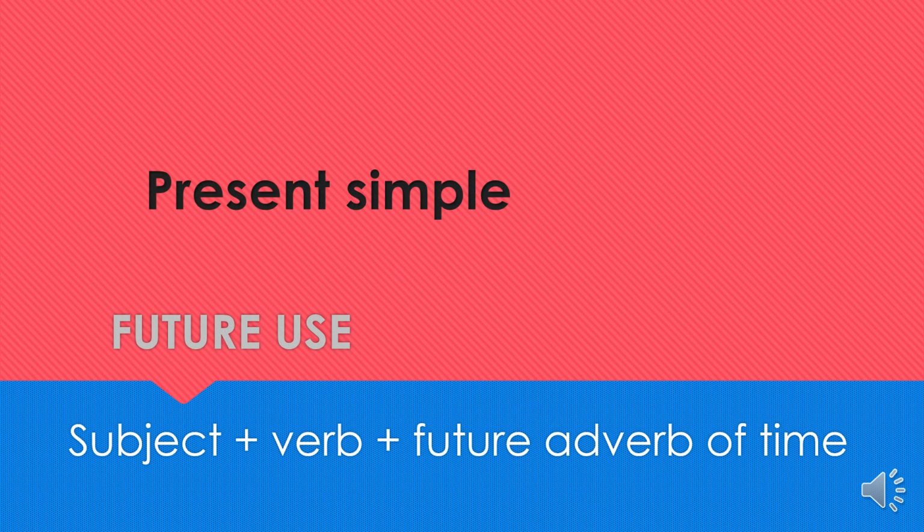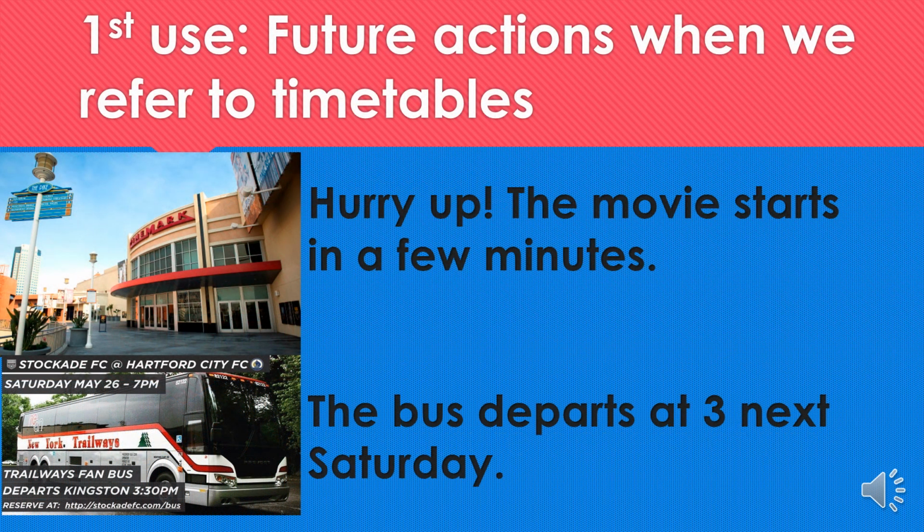The present simple can also be used for future use. Remember, it's the subject, the verb, plus the future adverb of time. Remember that the verb, if we talk about the third person singular, needs to add s or es. The first and the only use is future actions when we refer to timetables or programs, for example. Look at picture number 1. Hurry up! The movie starts in a few minutes.